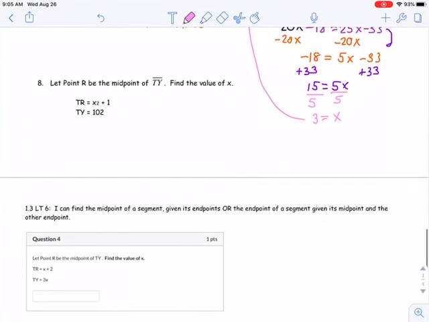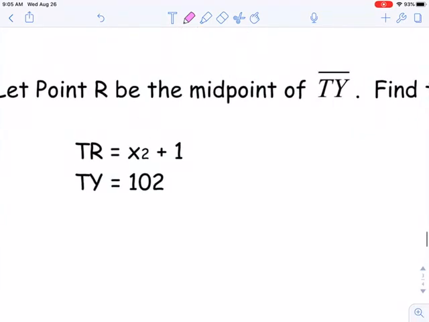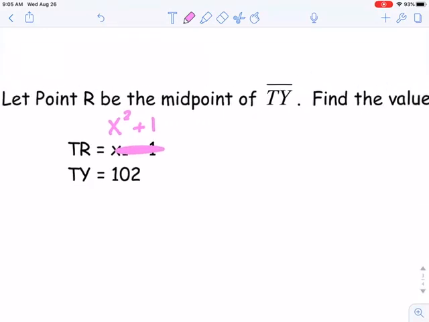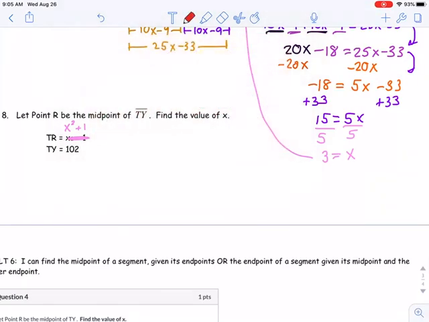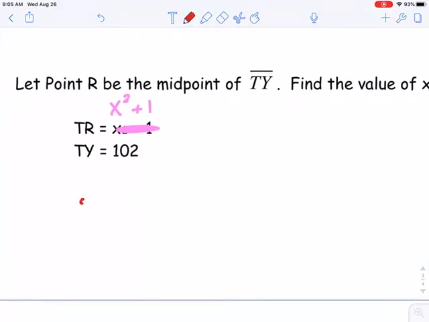One more problem, then you've got 2 Canvas follow-up problems. Again, I don't know what is going on with the computer. Hold on, I already forget. That's supposed to be x squared plus 1. Silly computer messing things up. Technology. Does anyone really understand how technology works? I'm not sure.